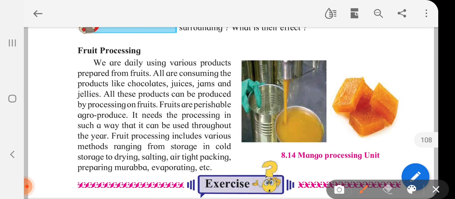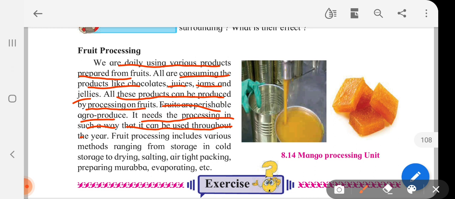Food processing. We are daily using various products prepared from fruits. All are consuming products like chocolates, juices, jams, and jellies. All these products can be produced by processing fruits. Fruits are perishable agro-produce. They need processing in such a way that they can be used throughout the year. Fruit processing includes various methods ranging from storage in cold storage to drying, salting, airtight packing, preparing murabba, evaporating, etc.